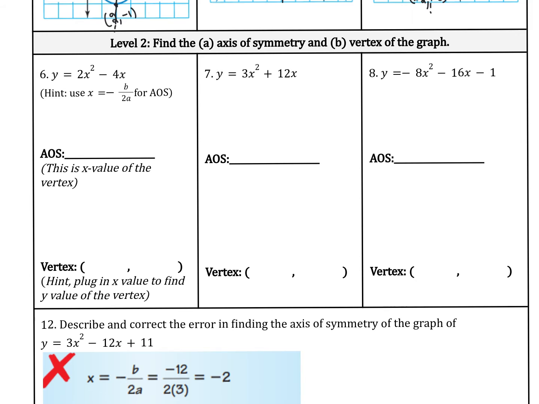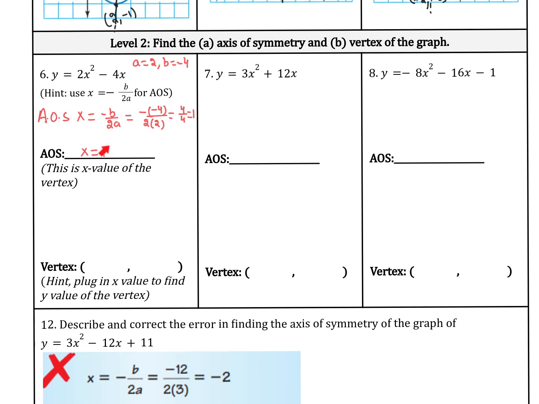Level 2, question number 6. To find the axis of symmetry, x equals -b/2a, you put b as -4 divided by 2 times 2. That's 4/4, which equals 1. So that's going to be your axis of symmetry.